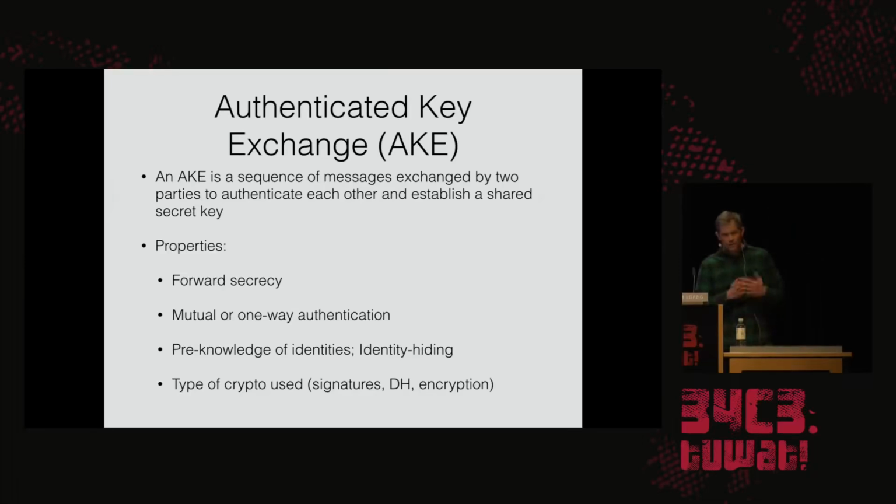These AKE protocols can have different properties. All the ones we're going to look at have forward secrecy. They might have mutual authentication of both parties. They might have one-way authentication. How they handle identity information might be different in different AKEs.